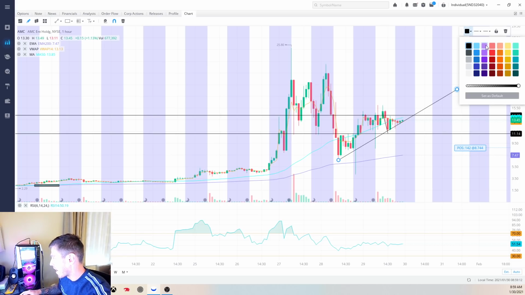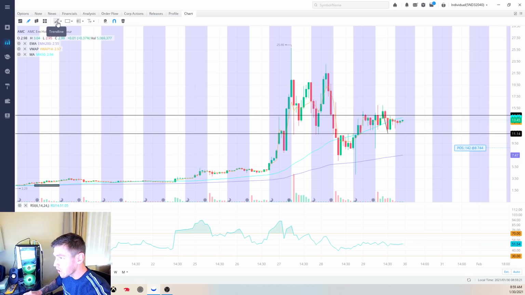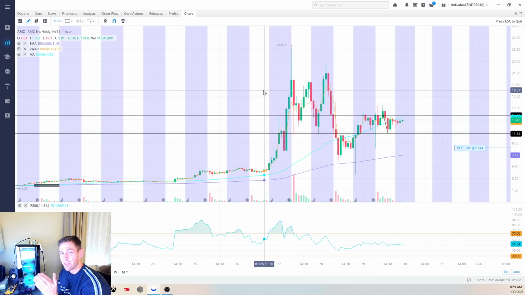I typically stick to black just because it's easiest to see, but you can change it to any color that you're looking for. And then you remove it by clicking on this little garbage can delete button right there. The other tool that I typically use is the horizontal line. And this is used for leveling off support and resistance on a stock, right?